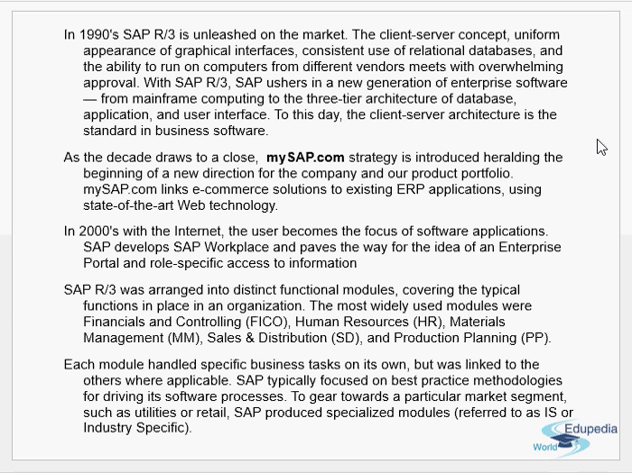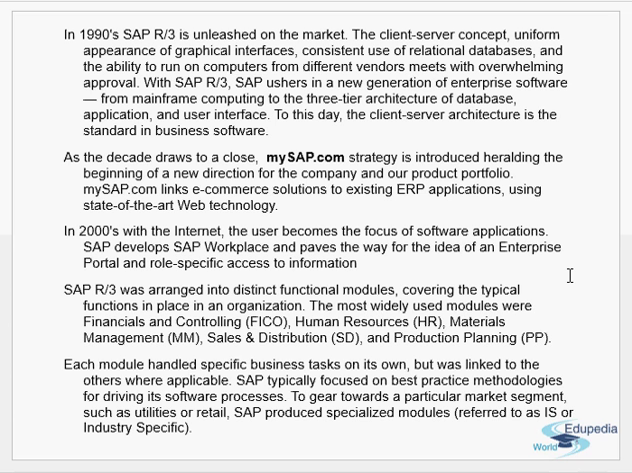In the 2000s, with the internet, the user becomes the focus of software applications. SAP developed SAP Workplace and paved the way for the idea of an enterprise portal and role-specific access to information. So coming to 2000, the user becomes the focus of software applications. Here we have a web portal, and depending upon our role, we have role-specific access to the information.